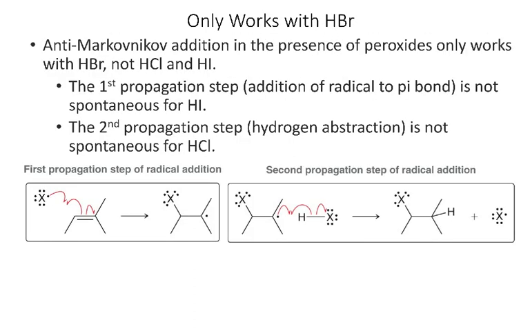Now, in all the examples that we've done, we always use the anti-Markovnikov addition of HBr. It turns out it doesn't work with HCl or HI. In the case of HI, the first propagation step is not spontaneous. And in the case of HCl, it's the second propagation step that's not spontaneous. So bromine is kind of in the sweet spot, and this is the only one that we can get the anti-Markovnikov addition with. Works with HBr, not HCl or HI.